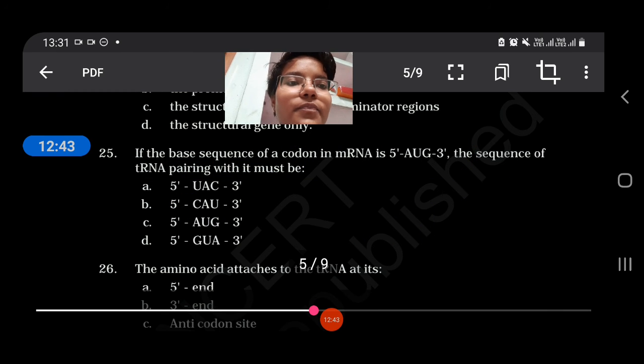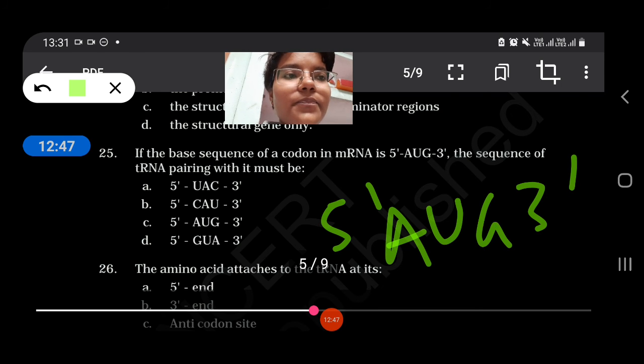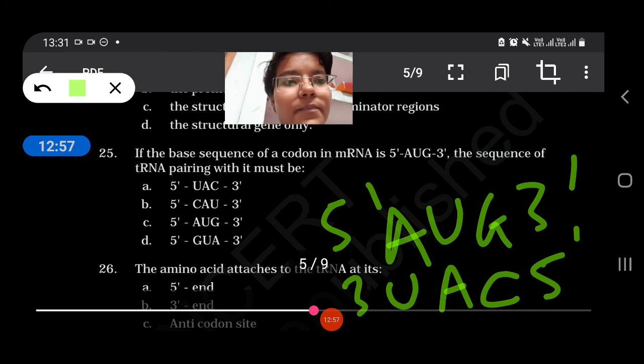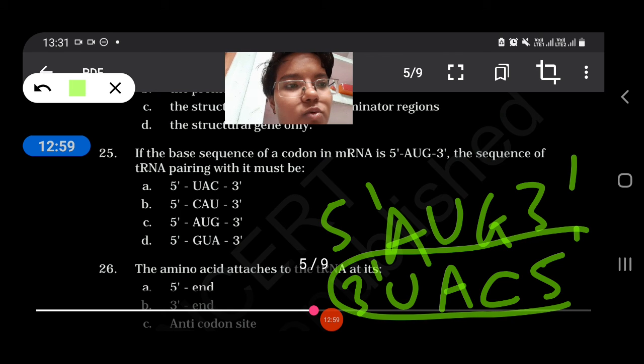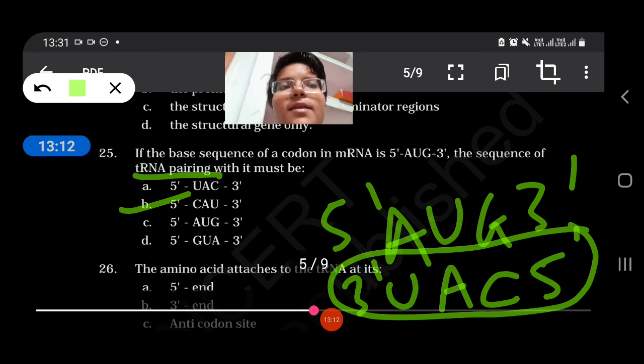So 5' AUG 3' is the codon, and the tRNA will be 5' CAU, which matches with 3' UAC 5'. So this is the answer, as it is asking for tRNA pairing. So the codon pairs with the anticodon UAC, 3 prime to 5 prime.